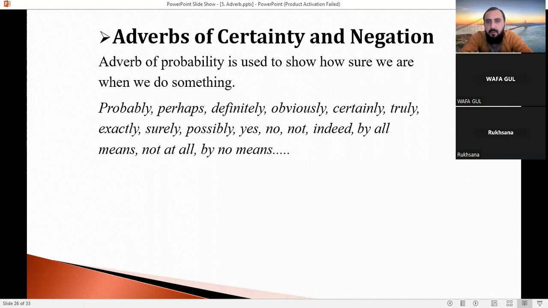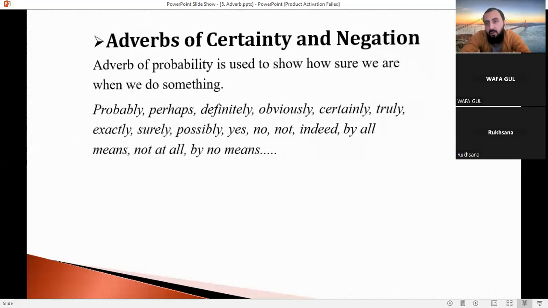Adverbs of probability are used to show how sure we are when we do something. Probably, perhaps, definitely, obviously, certainly, truly, exactly, surely, possibly, yes, no, not, indeed, by all means, not at all, by no means. Okay, so these are adverbs or adverbial phrases which tell us how sure we are about something. So probably, definitely, yes, no, right?